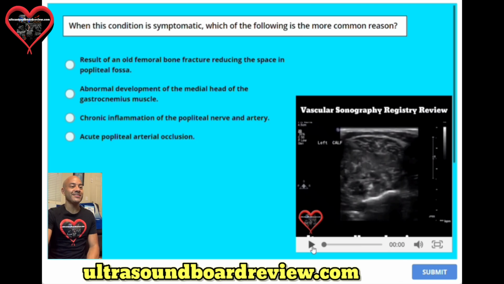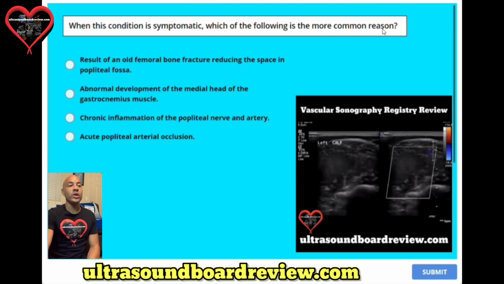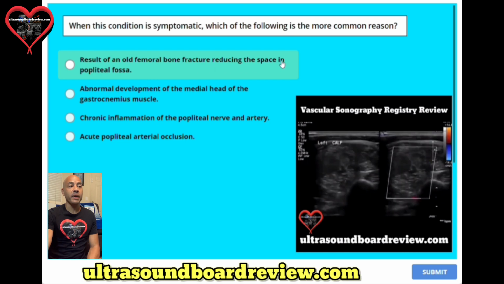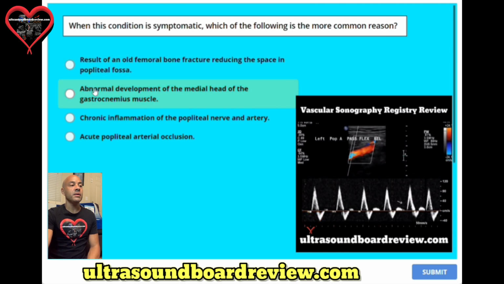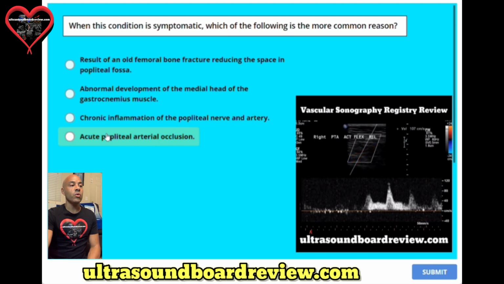Question 51. When this condition is symptomatic, which of the following is the more common reason? A, result of an old femoral bone fracture reducing the space in popliteal fossa. B, abnormal development of the medial head of the gastrocnemius muscle. C, chronic inflammation of the popliteal nerve and artery. Or D, acute popliteal artery occlusion.